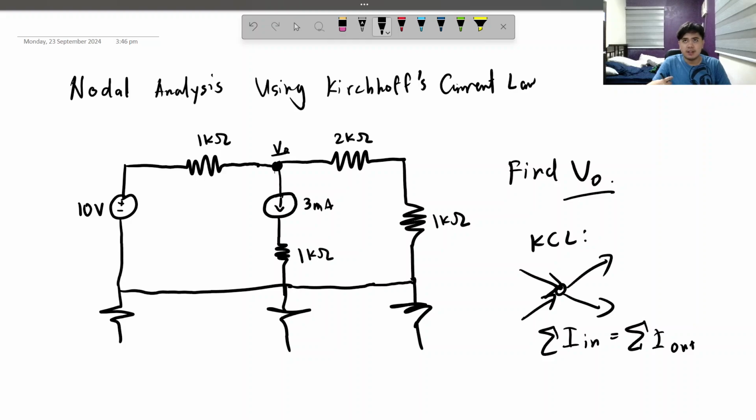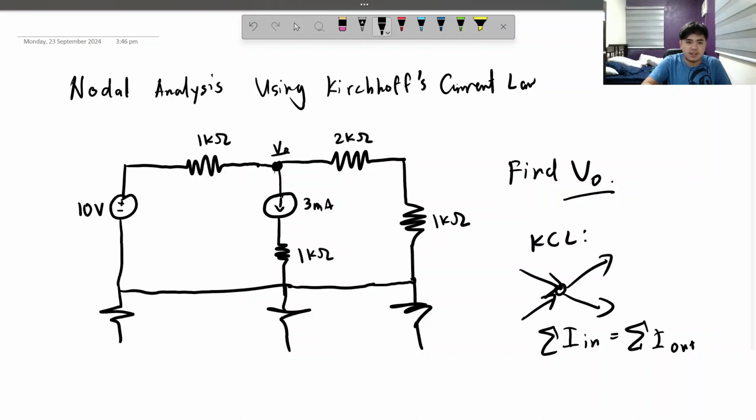This can be described as like the amount of cars going in must be equal to the amount of cars going out. If they're not equal, then there's like traffic maybe. But the same is true for current. If there is current going in, there should be an equal amount of current going out. Otherwise, there will be a lot of problems. So, how do we use this here?